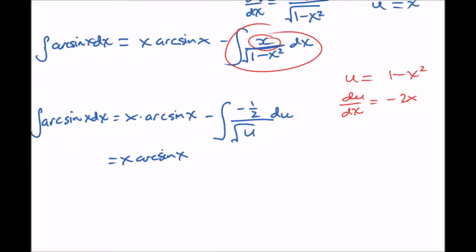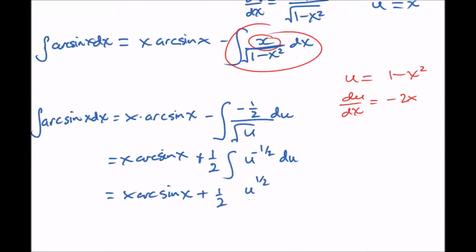So my integral becomes x arc sine of x, and then let's just tidy this up. So plus, let's take the half outside. I've got the integral of u to the minus a half with respect to u, and let's do our integral. Okay, so u to the power of a half divided by a half, so that's the same as times by 2, plus a constant.